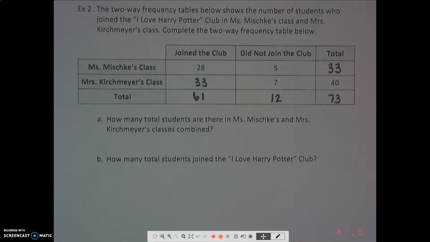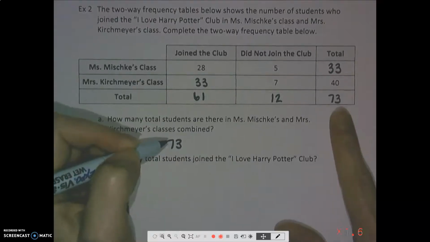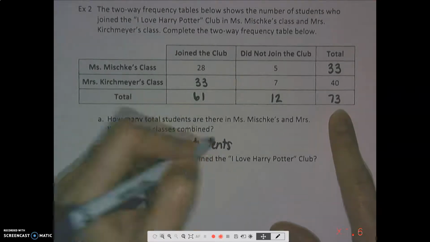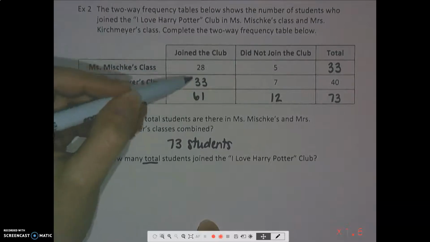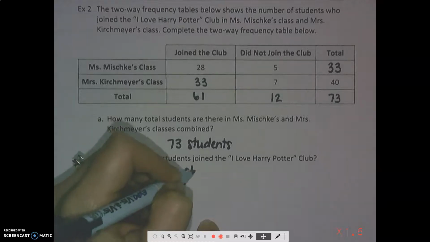Okay. So how many total students are there in Miss Mischke's and Mr. Kirschmeyer's classes combined? So that means every single person that's been accounted for anywhere on here would be the total here in the bottom right hand corner. So that's going to be 73 students. This one says how many total students joined the I Love Harry Potter Club. That means that you got to look at both of the classes. So this total here would tell us 61 students.